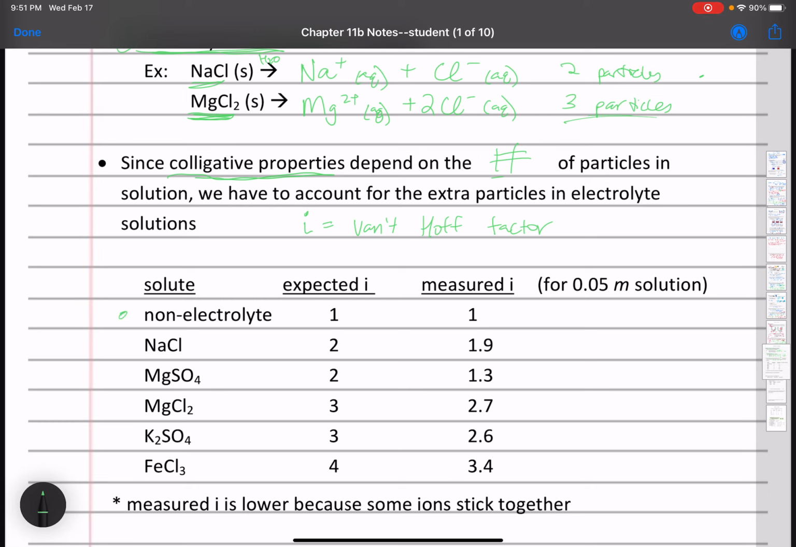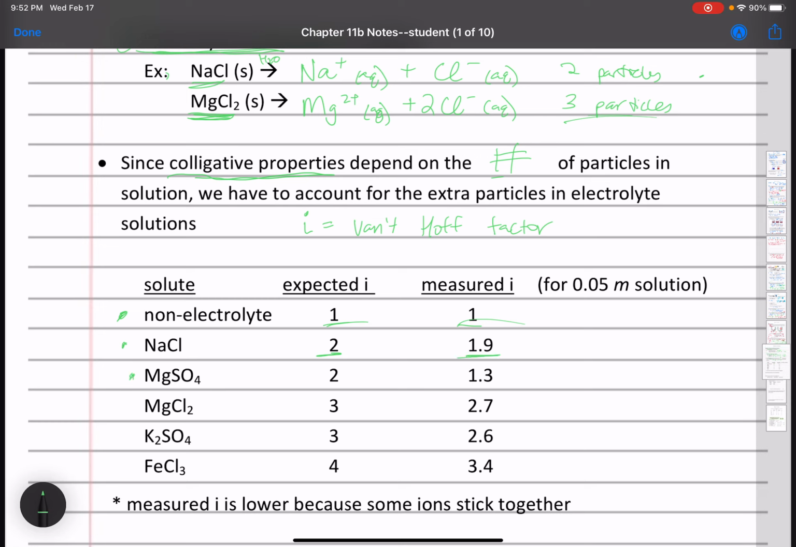So for all non-electrolytes, all right, the Van't Hoff factor is 1. It's just 1. We dissolve sugar in water. For every 1 sugar molecule we dissolve, we end up with 1 sugar molecule dissolved. But for salts, it's not quite so. So for sodium chloride, we said we would expect it to dissolve into 2 particles, right? Or it dissociates into 2 particles. Okay, but when we measure it in reality, we get a measured Van't Hoff factor of 1.9.